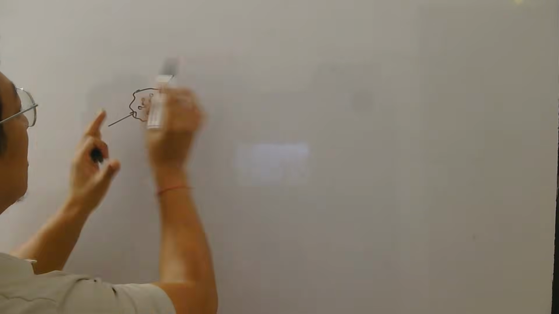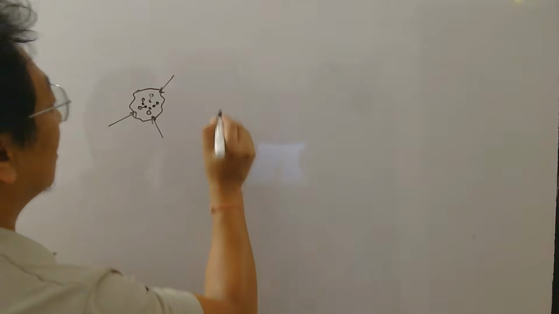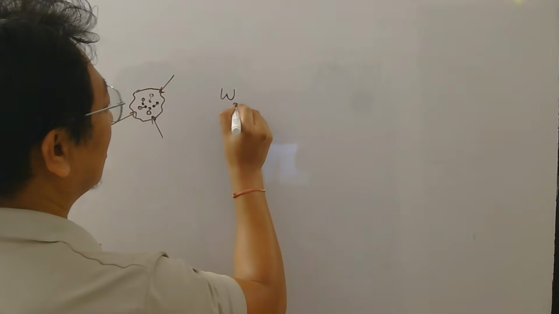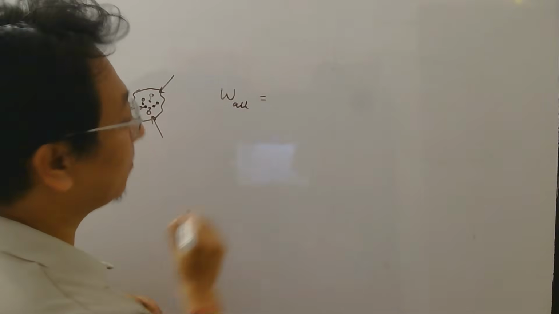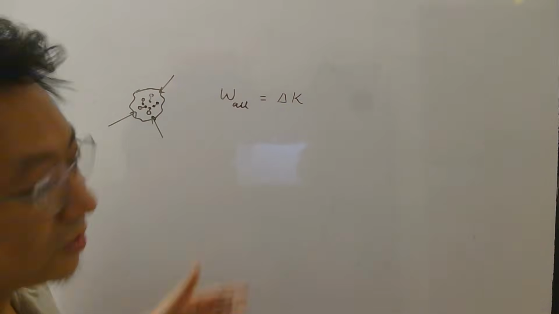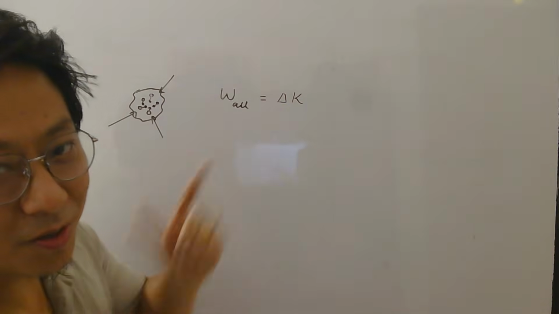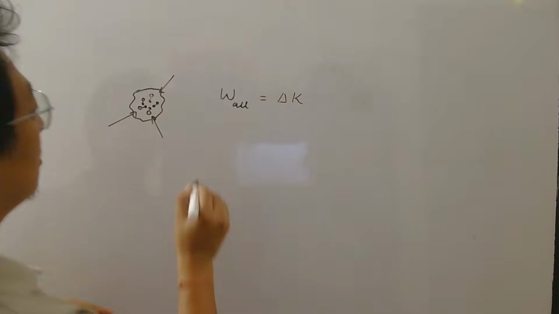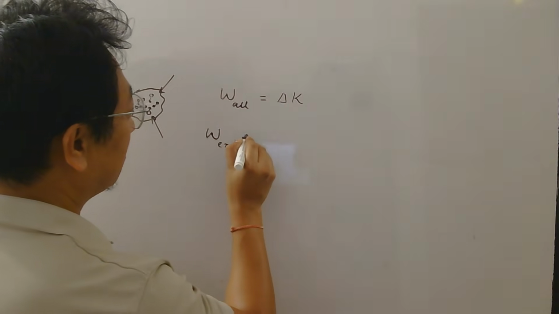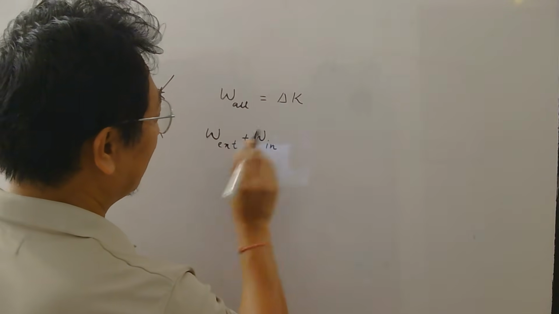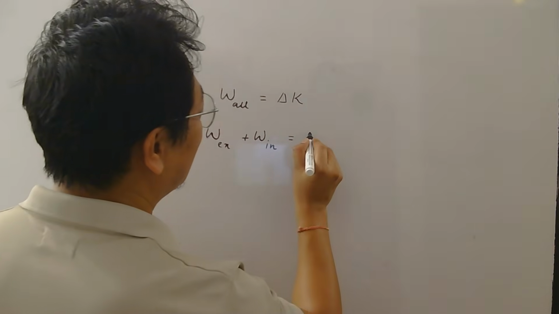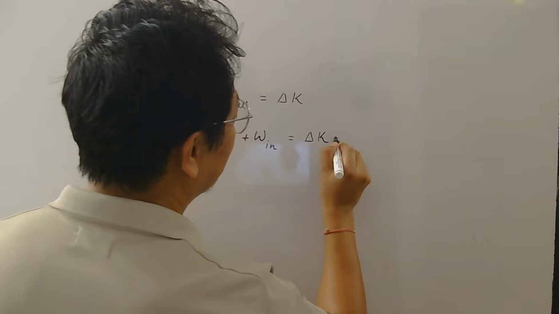So whatever forces are acting, external or internal, the work done by all the forces acting on the system is equal to the change in kinetic energy of the system. This is the main idea of the work-energy theorem. Here, all the forces means the work done by external forces plus the work done by internal forces. Let me write only Ex, and that is equal to the change in kinetic energy of the system.